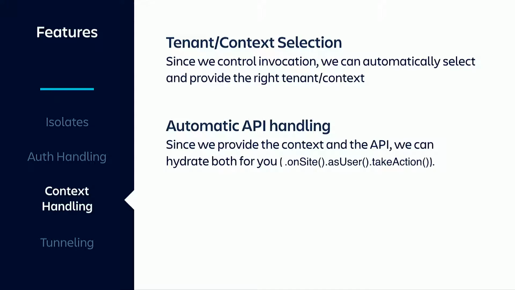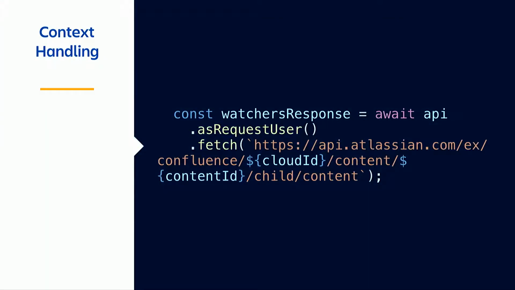So as you can see here, this is what a mock API might look like. For a given site, for a given user, I want to take an action. Right? We can manage the calls on the back end for you. As you see here, this was a call as a requesting user, but we had to specify the cloud ID I wanted to talk to.